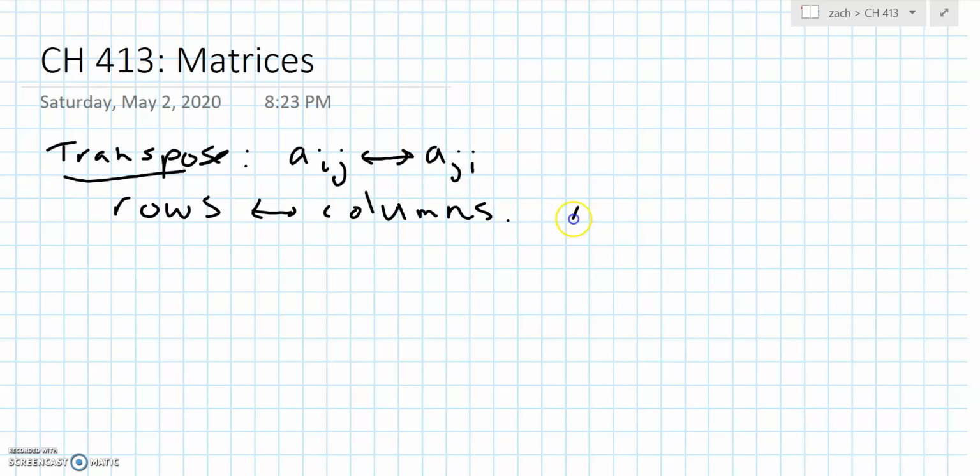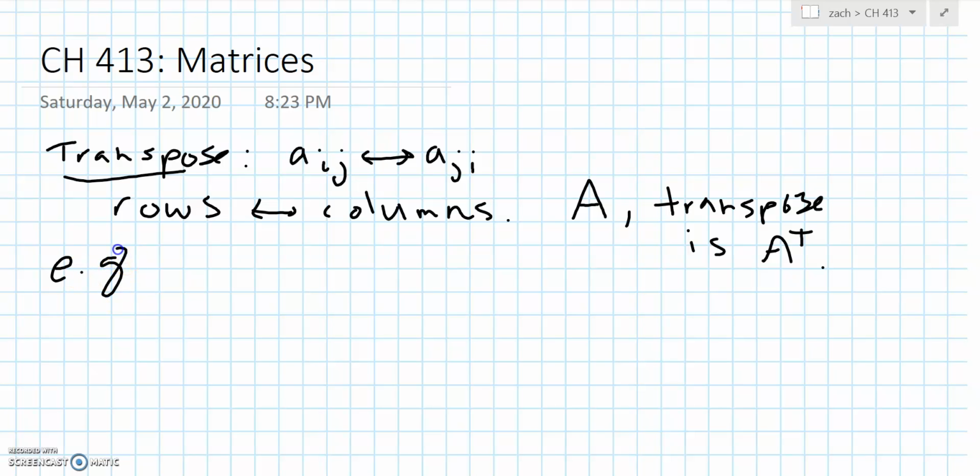And for the matrix A, the transpose is A^T. So let's see an example of this. If I gave you the matrix B, which is 1, 2, 3, 9. Ha, you thought I was going to put 4, and I put 9.